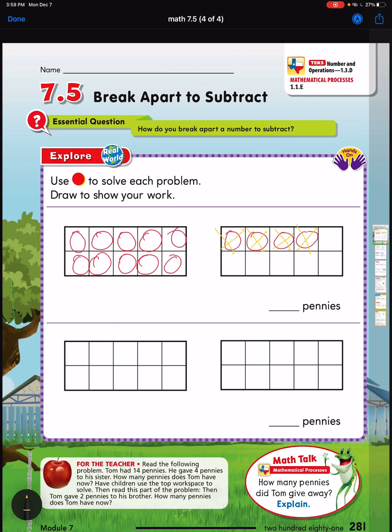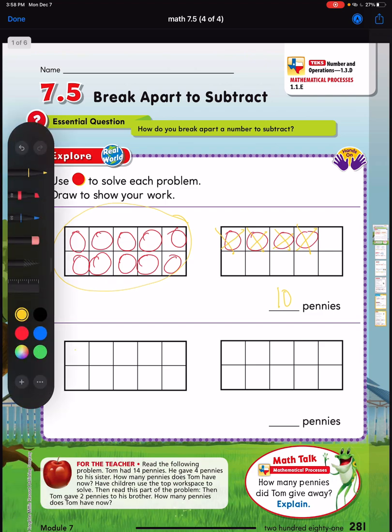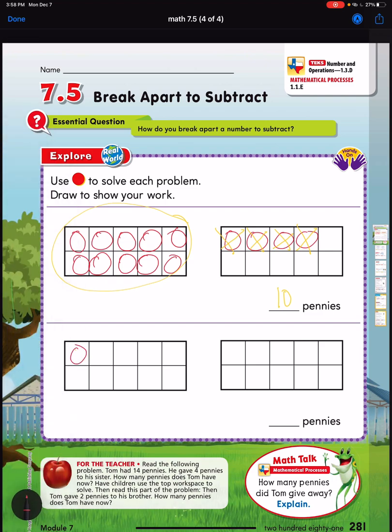He is left with 10 pennies. So look, I could quickly count that because that's in a 10 frame. He's left with 10 pennies. All right. So he has those 10 pennies, right? That's what he's left with after he gave those 4 away. He's left with those 10. But then it tells us that he gave 2 pennies to his brother. How many pennies does Tom have now?